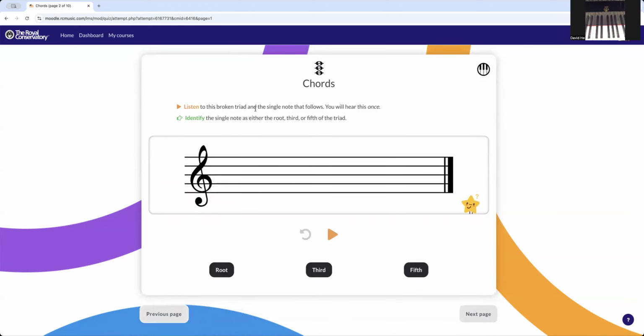Okay, listen to this broken triad, and then the single note that follows. You will hear this one only once. Identify this single note. Let's listen to the broken triad, and first of all, tell me: major or minor? Okay, fantastic. Listen to this one. Is it root, third, or fifth?